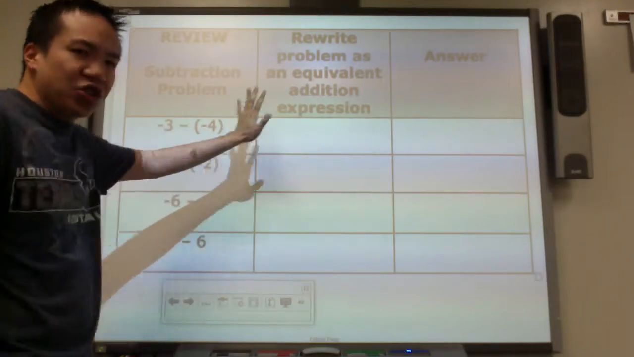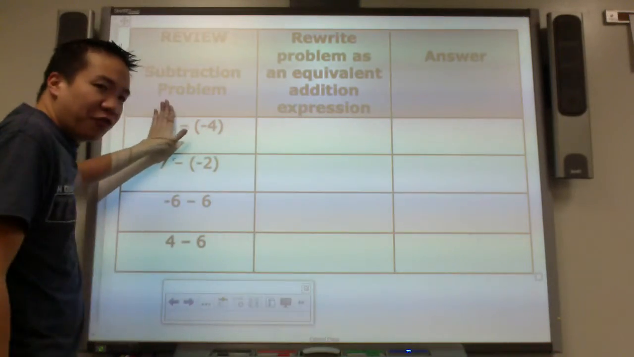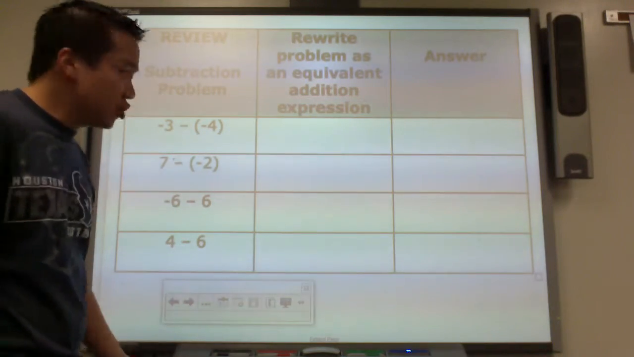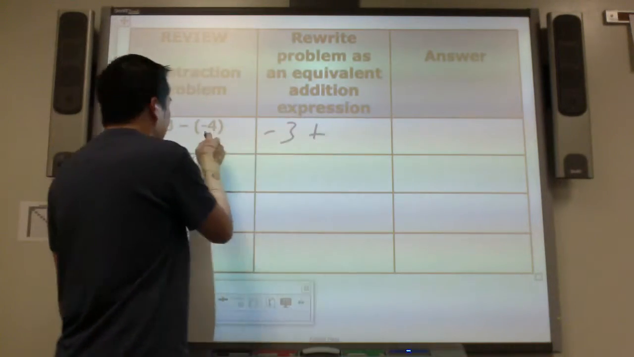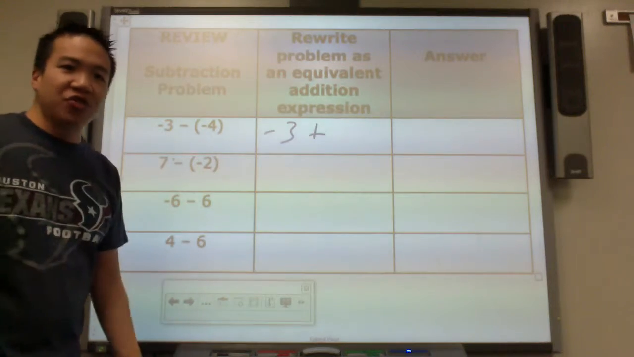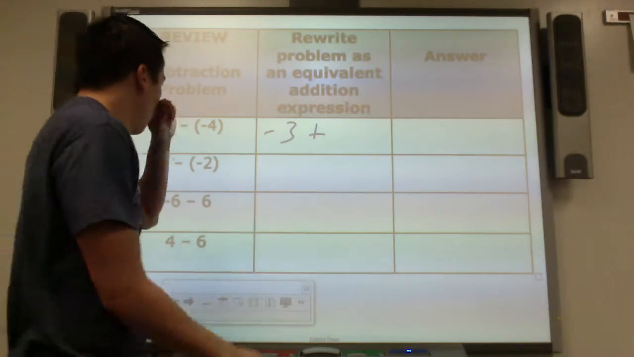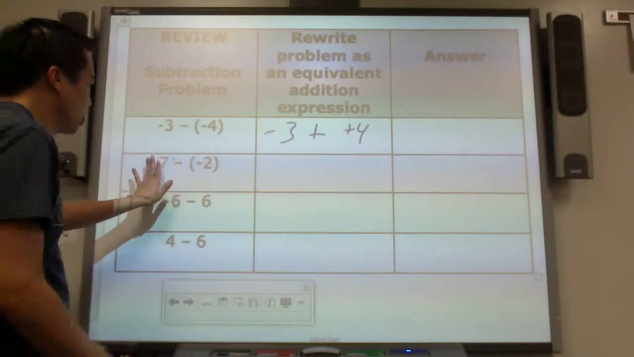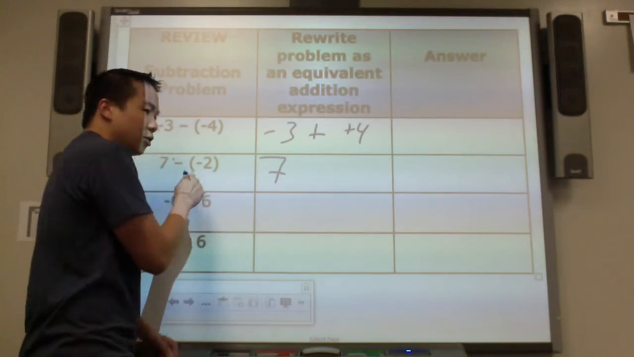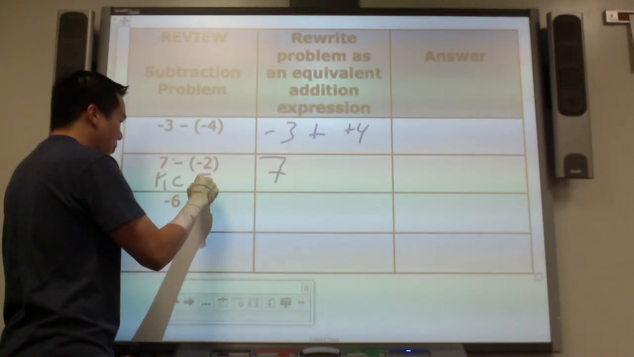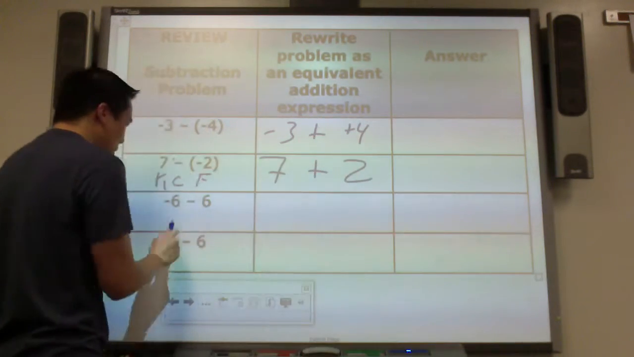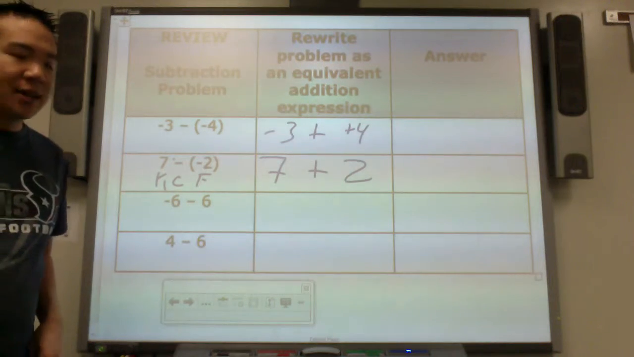To turn a subtraction to an addition, you keep the first number. You change the subtraction to an addition. And then you do the opposite. So keep, change, flip. You do the flip of the -4. That's +4. We're not going to answer it right now, we're just doing the setup. So you keep the 7. You keep, change, flip. You change that to an addition. Flip -2 to 2.